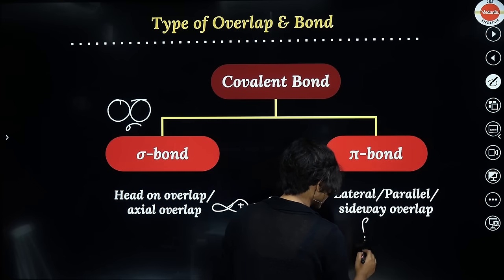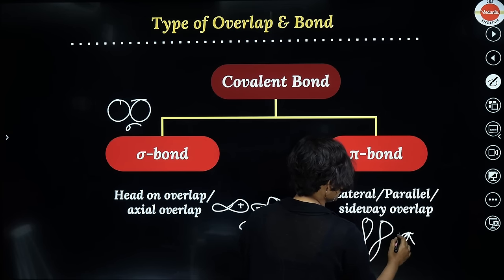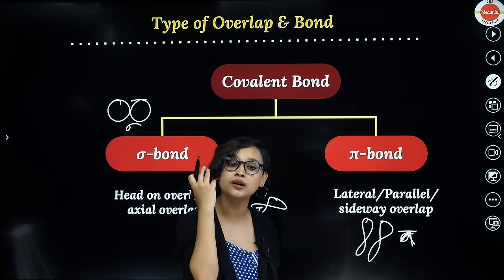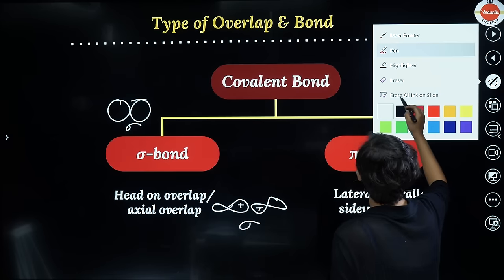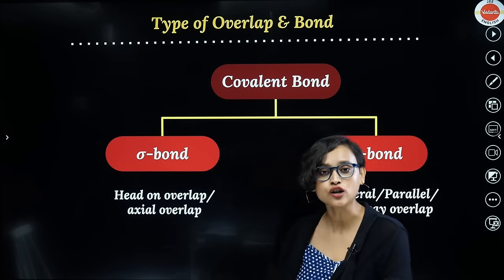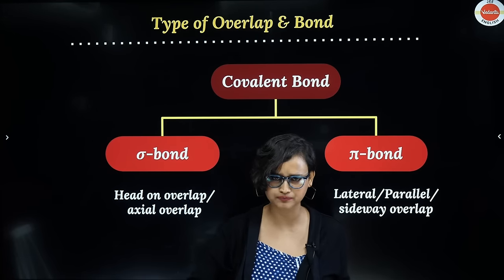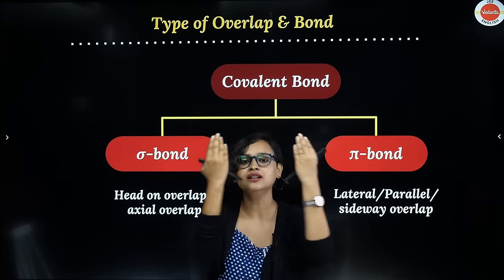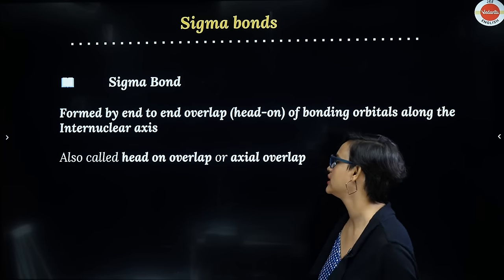But if it is like this and like this, then this is your pi bond. When a lateral, sideways or parallel overlap happens, it's called a pi bond. I am going to erase all of this because it looks very dirty, but I hope you get it. So in a covalent bond, whenever there are two bonds, there is a sigma bond and there is a pi bond. A sigma bond is because of head-on collision, and because of lateral overlap, you call it a pi bond. Let's read about the sigma bond and the pi bond a little more.